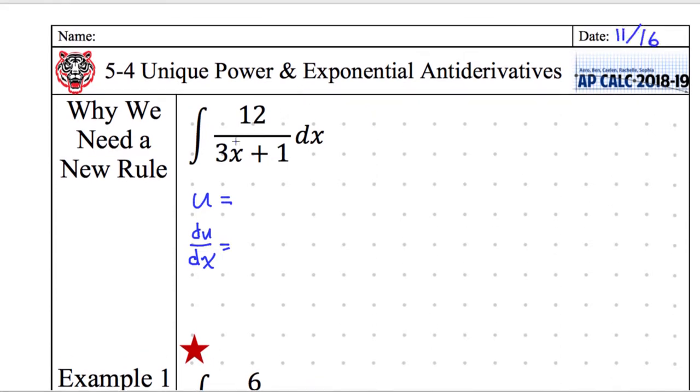So I need to turn this into a non-fraction because fractions gross us out here in this class, because that means inverse quotient rule, which doesn't exist. So how do I turn this into a non-quotient? You do 12 times (3x plus 1) to the negative 1 times dx. Perfect. All right. Should have done that first.